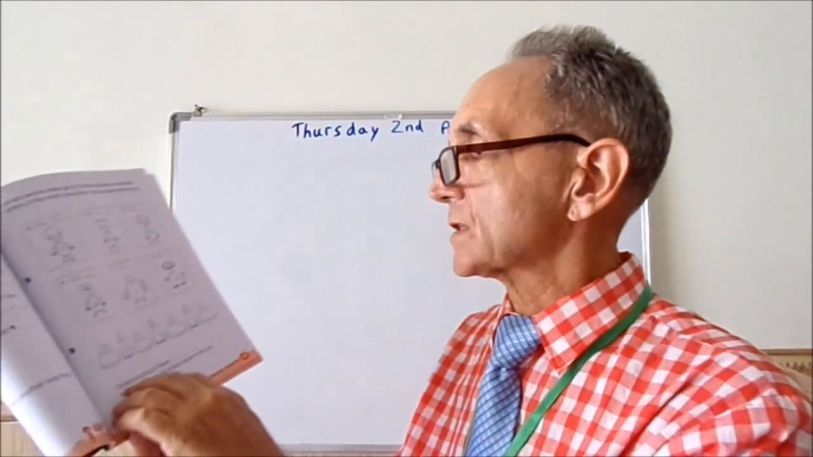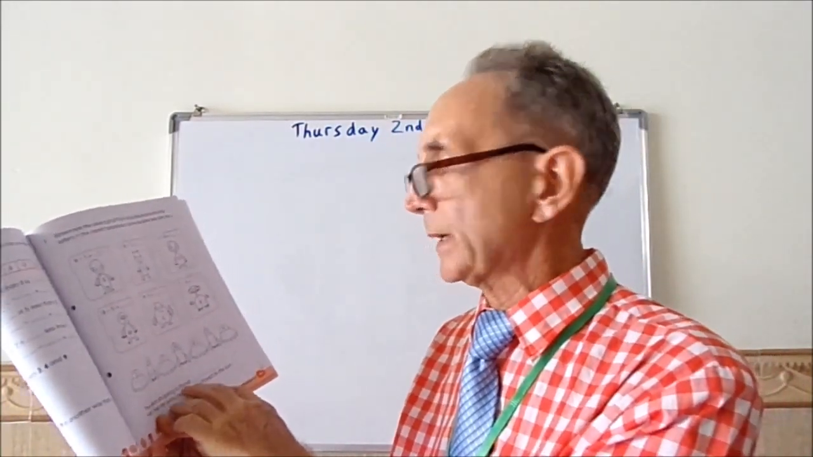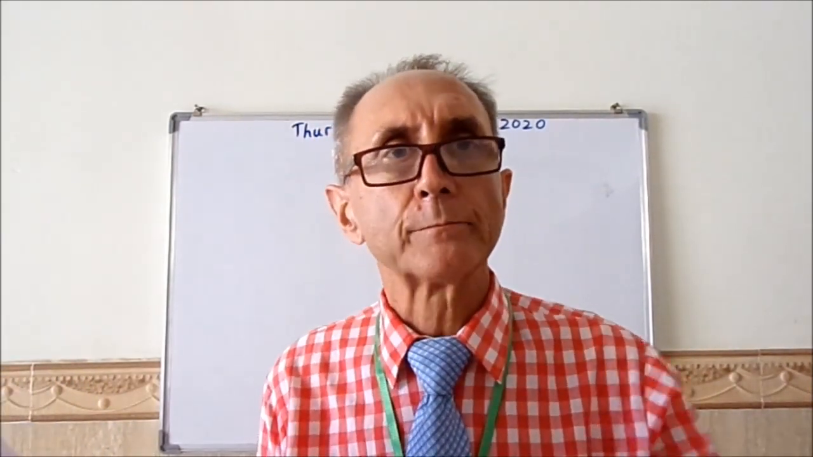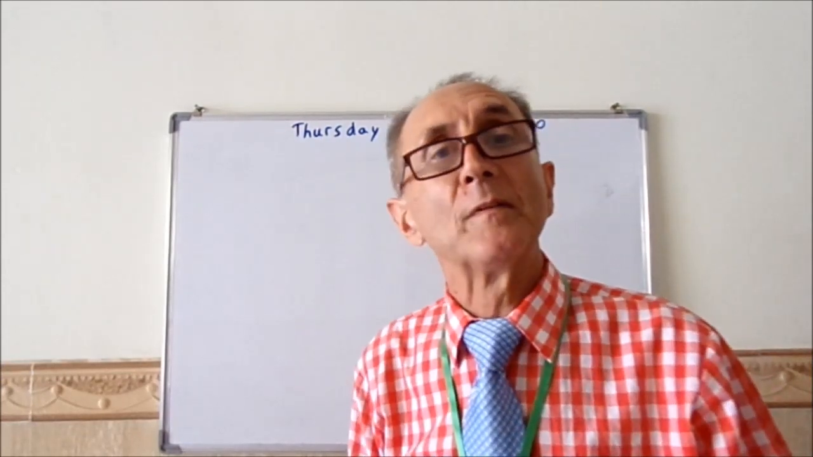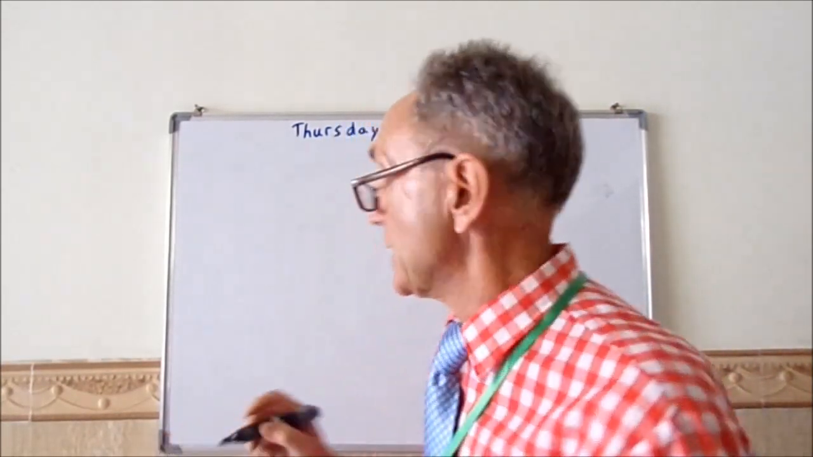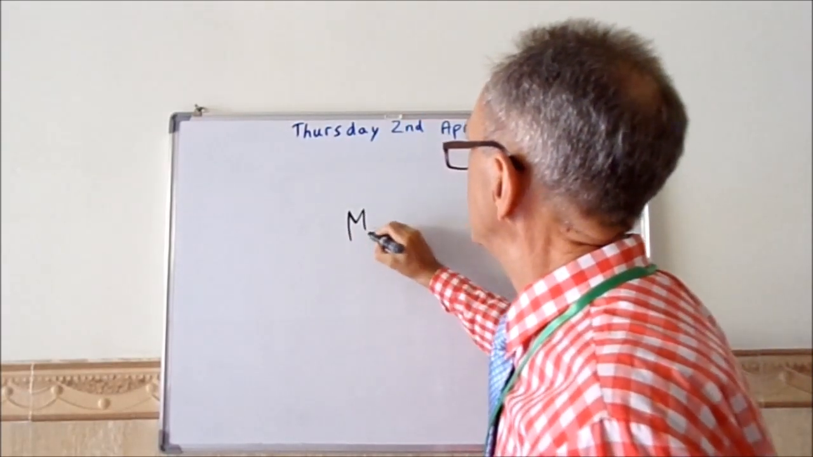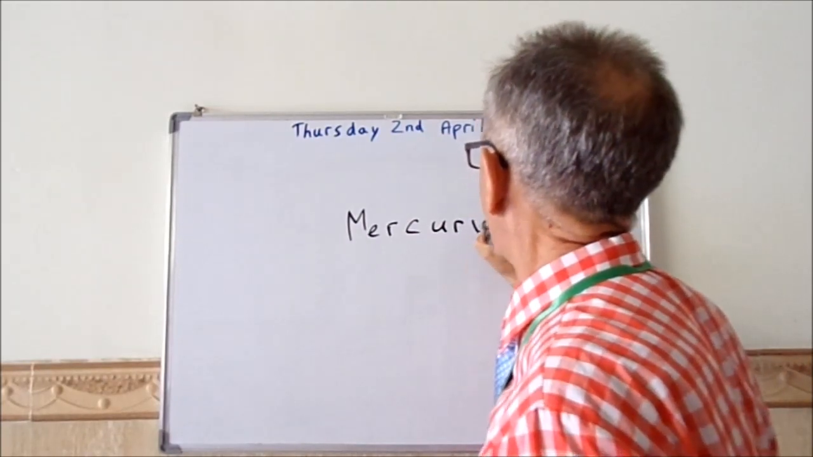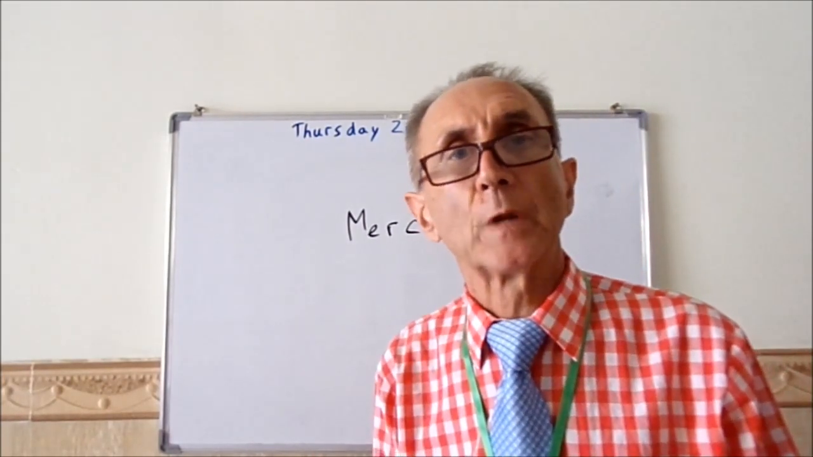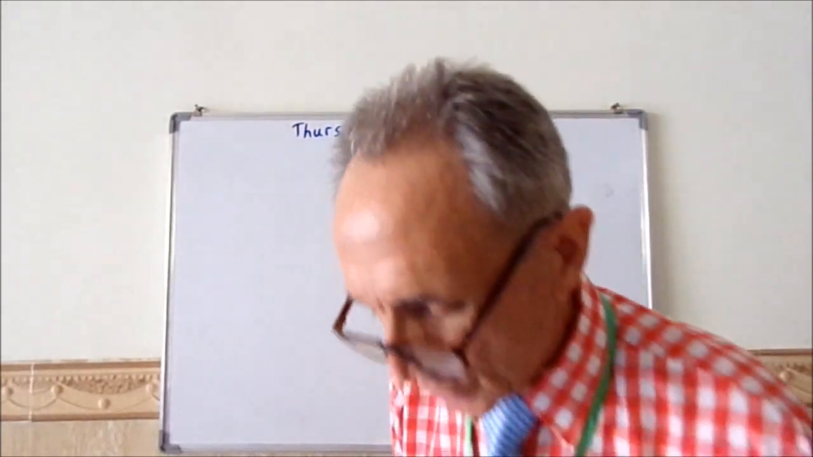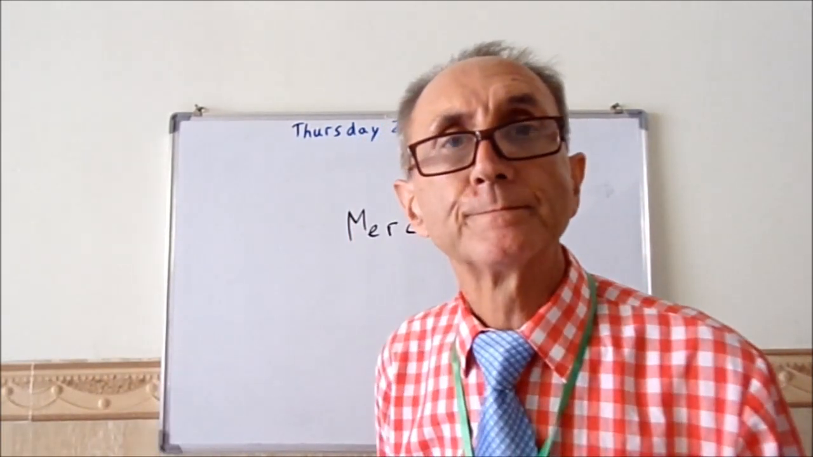And then the last thing here, the aliens are going to planet... And the clue is that they're going to the planet closest to the sun. And the planet that's closest to the sun is called Mercury. M-E-R-C-U-R-Y. Mercury. So that is the answer for the last question on page 91.